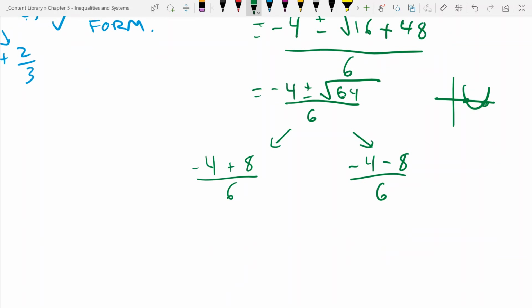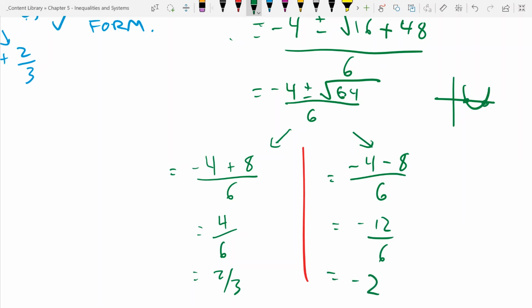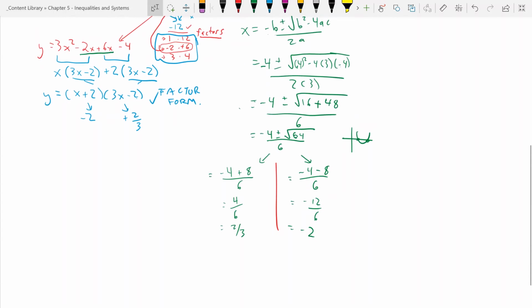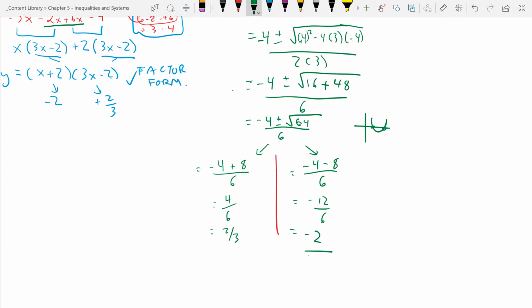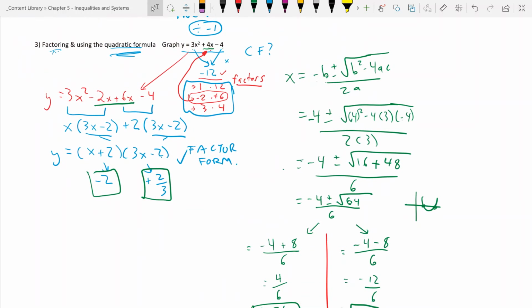So we'll put these together. We get 4 over 6, which is 2/3. In this alternate answer, we get negative 12 over 6, which is negative 2. And so when we look back, our two roots are the same as these, which makes sense because they're really doing the same thing. They're just different methods of doing it.